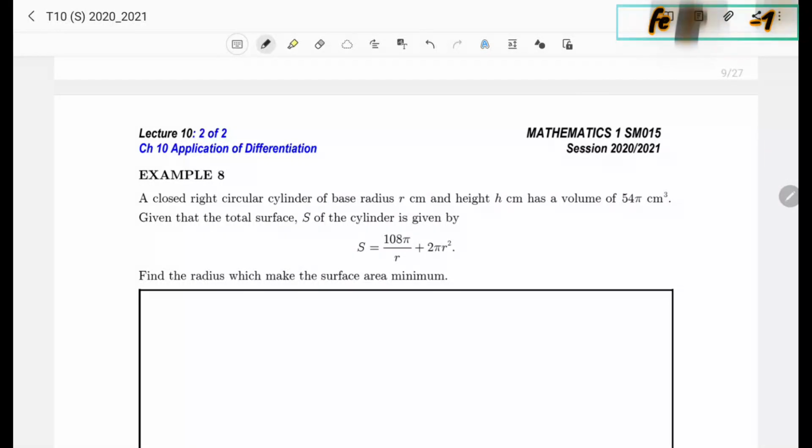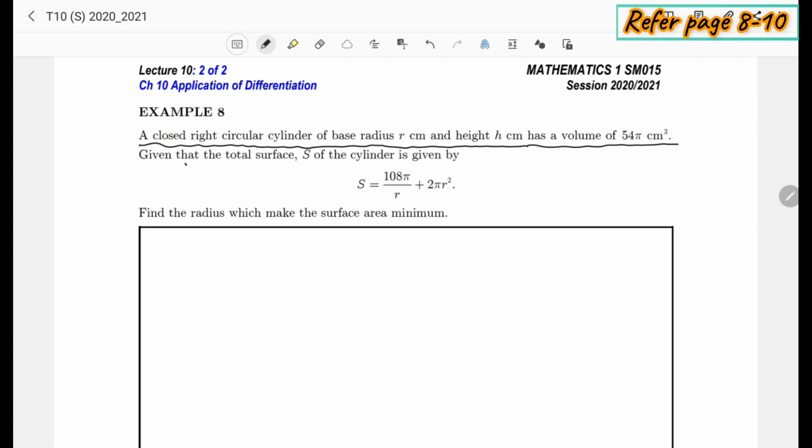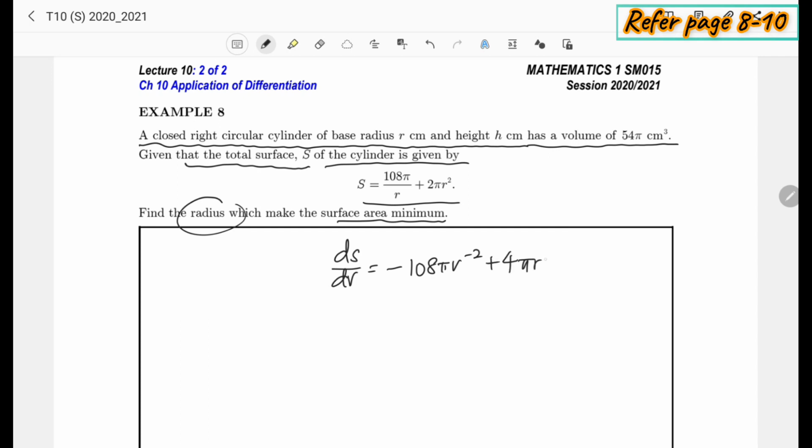Let's look at the second example on optimization problems. A closed right circular cylinder of base radius r cm and height h cm has a volume of 54 pi centimeter cube. Given that the total surface area S of the cylinder is given by this formula, find the radius for which the surface area is minimum. First, we need to differentiate. So dS over dr equal to negative 108 pi over r squared plus 4 pi r.